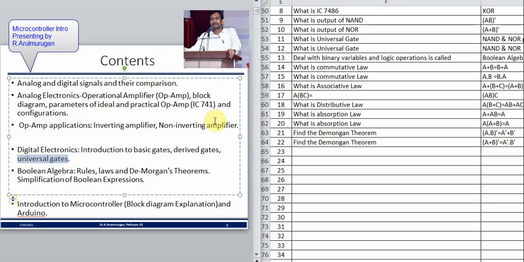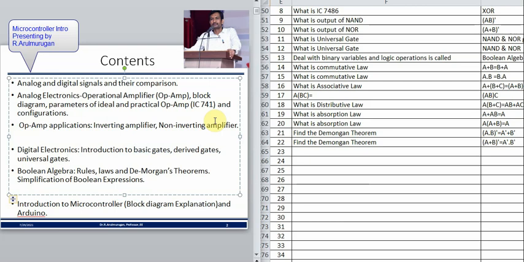Then the universal gate. What is a universal gate? Universal gate means take the NAND gate or the NOR gate. Take any one gate, either NAND or NOR. Using this gate you can develop the basic gates: AND gate, OR gate, NOT gate, NAND gate, NOR gate, XOR gate, XNOR gate. If you are developing them, that is called a universal gate.